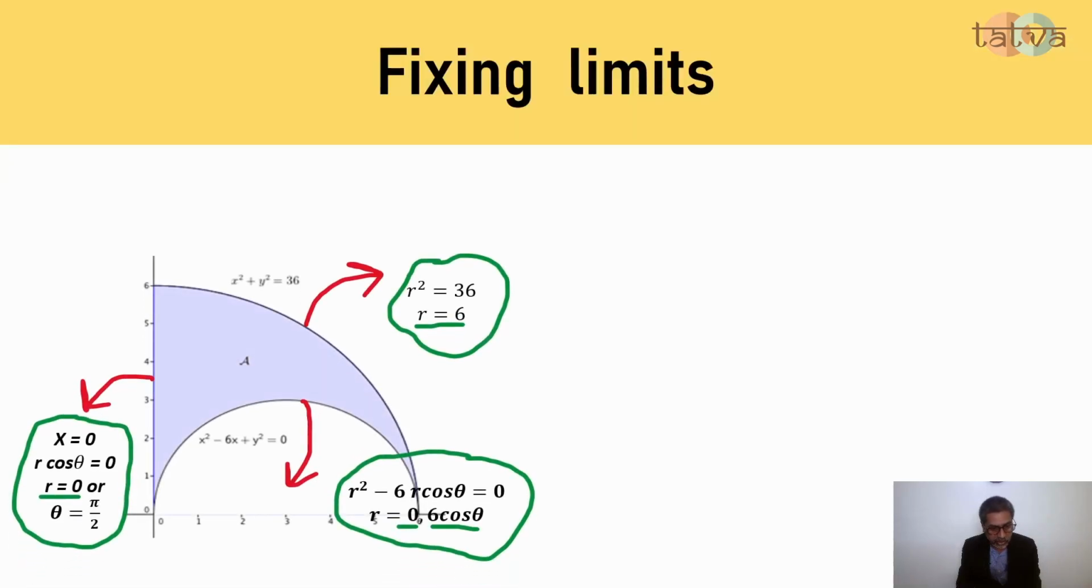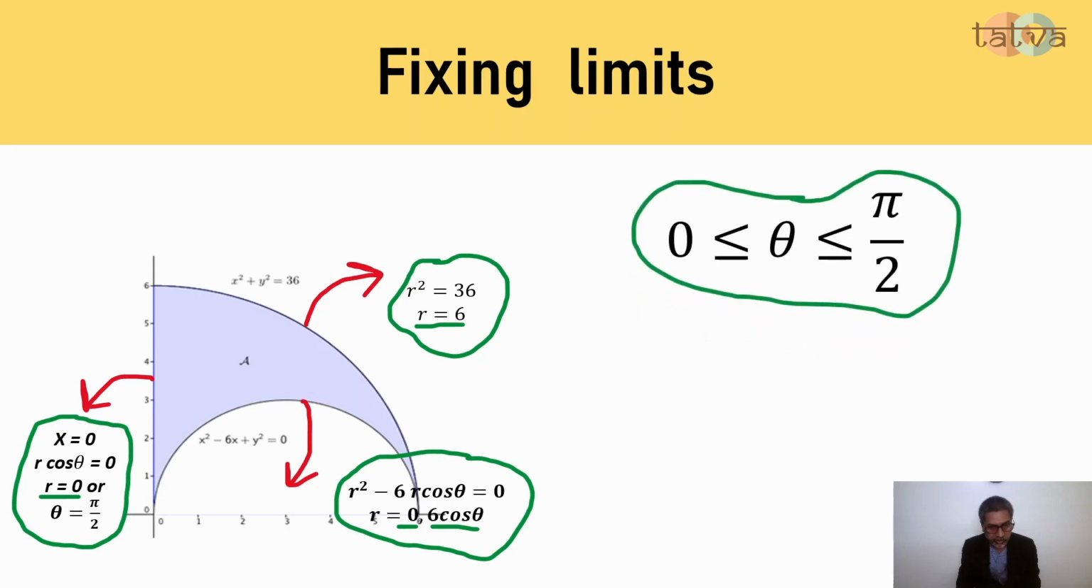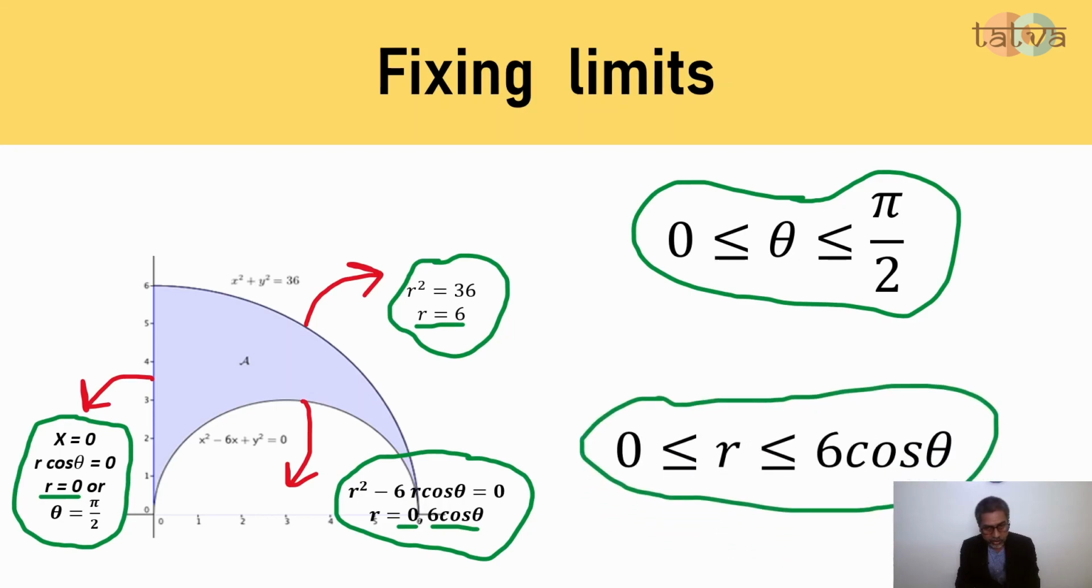And you can see I have fixed the theta limits and r limits here. Theta varies from 0 to pi by 2 because that shaded region, or the target region, is touching the positive x-axis and the positive y-axis. So therefore the spread is from 0 to pi by 2. And r limits, already explained in one of my previous lectures, will be from 0 to 6 cos theta. However, I will clarify this when I actually show the details.